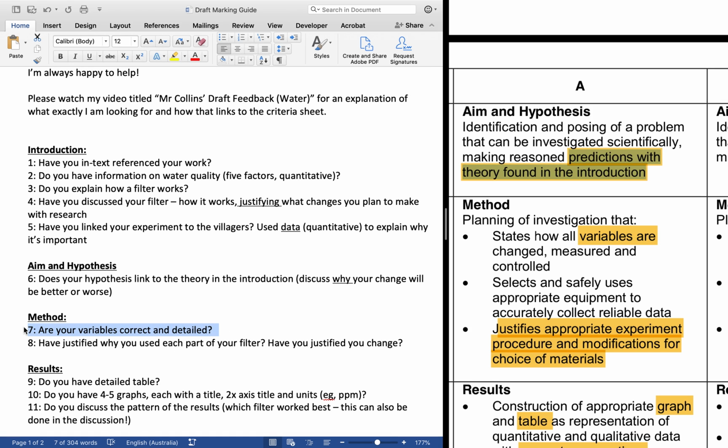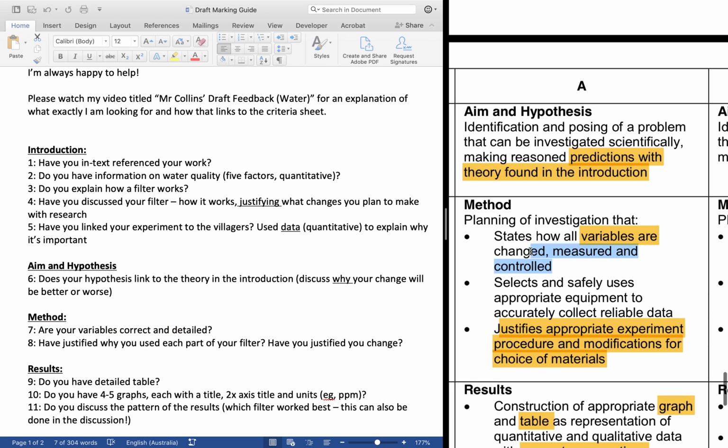Point 7. Are your variables correct and detailed? Now, why is that an important point? Because I'll be marking on that. Look at this section here. Method states how all variables are changed, measured, and controlled. So I'll be giving you a tick here.